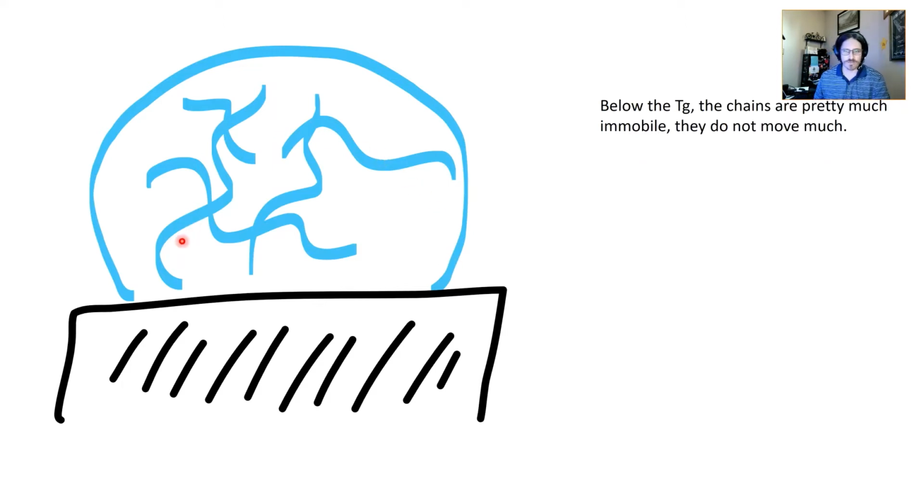So these are the polymer chains. This is below the Tg. They're immobile. They don't move much. And you remember a polymer chain, when it moves, it not only moves laterally, but it also rotates. So there's a lot of motion involved there, right? And to put something in motion takes some energy.